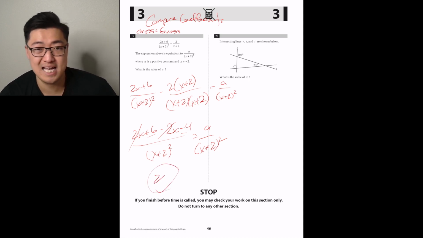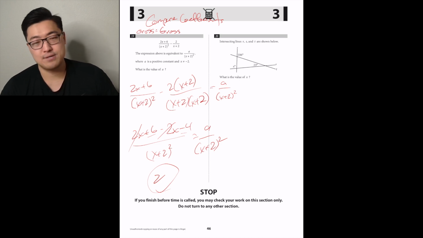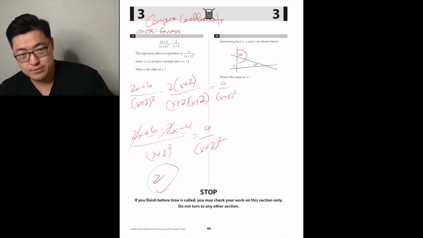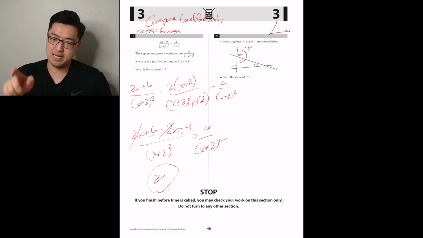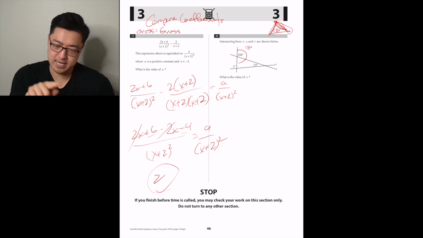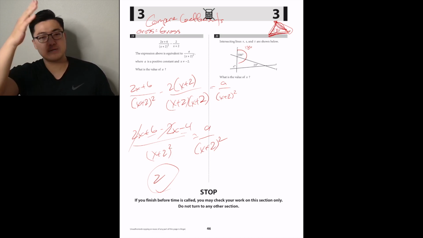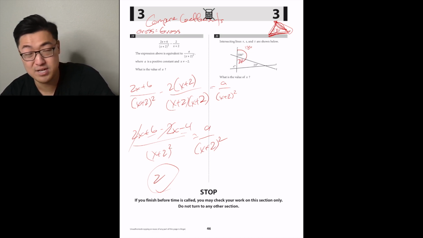Intersecting lines R, S, and T are shown below. What's the value of x? Oh, we have to use the two supplementary line angle things that they love, which is that if you have a straight line, it's 180 degrees on one side of it. And then if you have a triangle, they all add up to 180, right? So 106 plus whatever's under it has to equal 180, so that's 74.